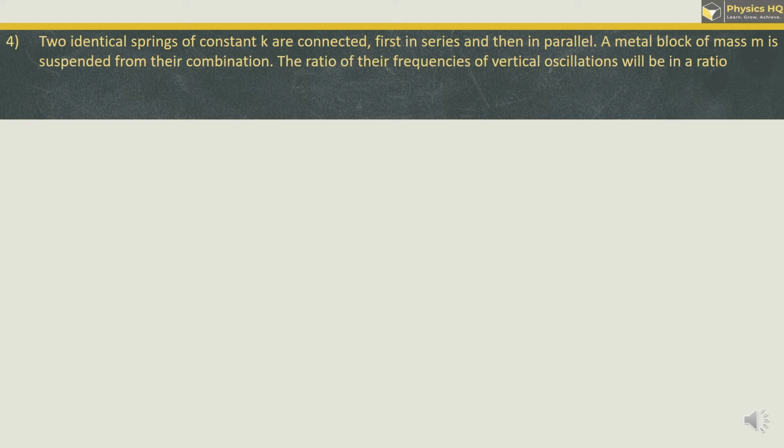Two identical springs of constant K are connected first in series and then in parallel. A metal block of mass m is suspended from their combination. The ratio of their frequencies of vertical oscillations will be in a ratio 1:4, 1:2, 2:1 and 4:1.